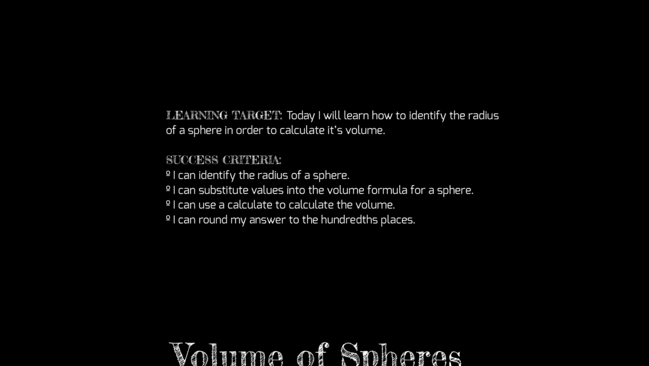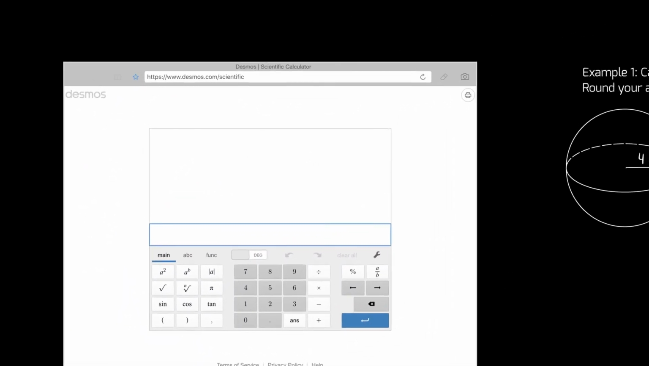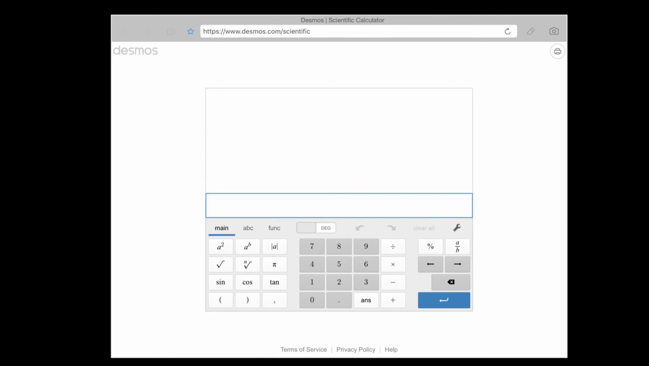Before we get started, what you will need is the Desmos Scientific Calculator. Make sure that this is logged into and preloaded before we get started. All you need to type in is desmos.com/scientific and this should pop up.